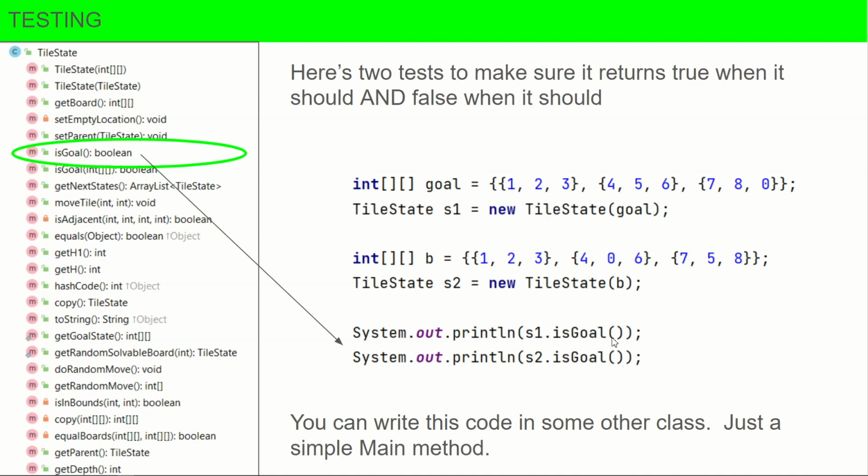It would also be helpful to make sure that it doesn't just say everything's the goal. So I'll also set up another board that's not the goal, make a tile state out of it, and then ask that, are you the goal? So this should be a really basic skill: you look at a method and you're like, yep, I could test that. All I need to do is something like this.